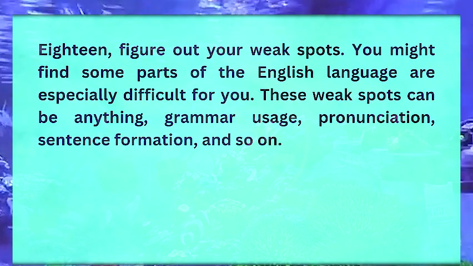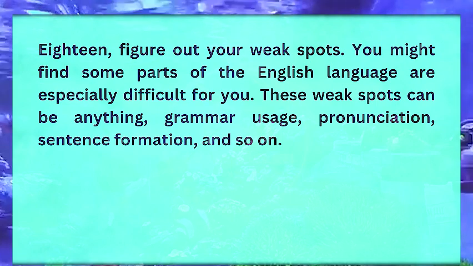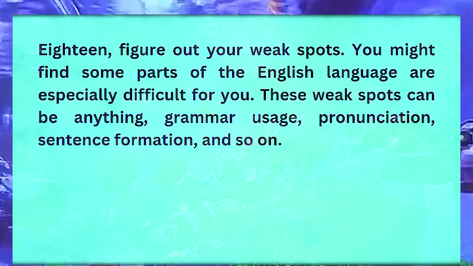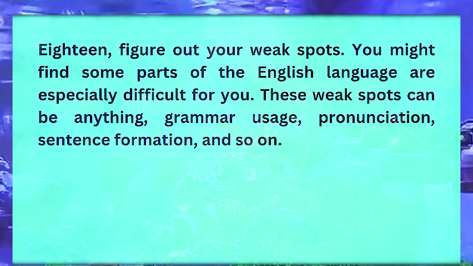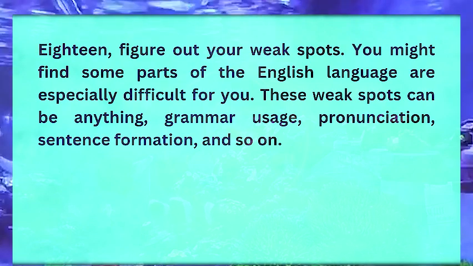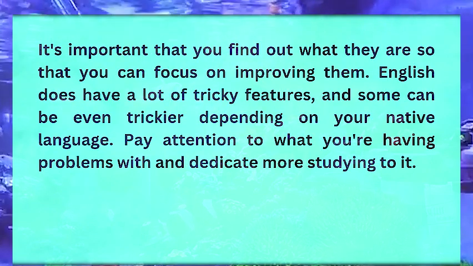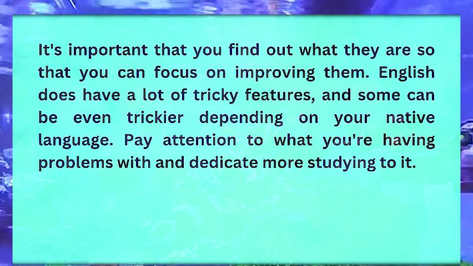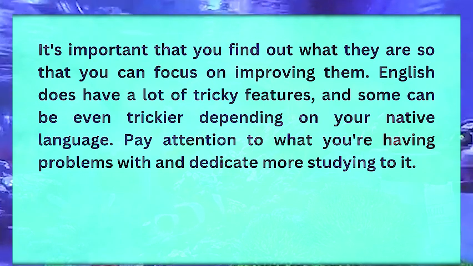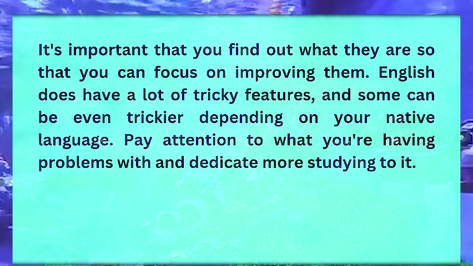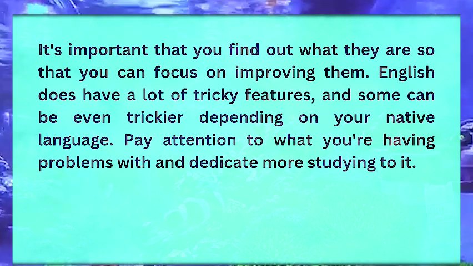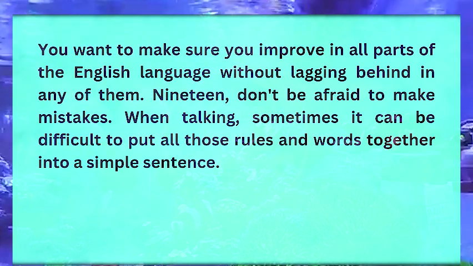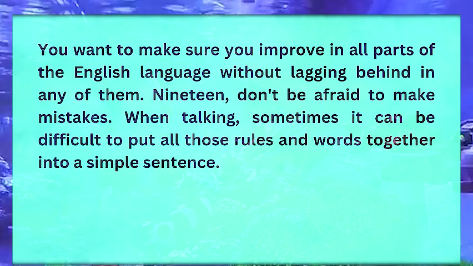18. Figure out your weak spots. You might find some parts of the English language are especially difficult for you. These weak spots can be anything: grammar usage, pronunciation, sentence formation, and so on. It's important that you find out what they are so that you can focus on improving them. English does have a lot of tricky features, and some can be even trickier depending on your native language. Pay attention to what you're having problems with and dedicate more studying to it. You want to make sure you improve in all parts of the English language without lagging behind in any of them.